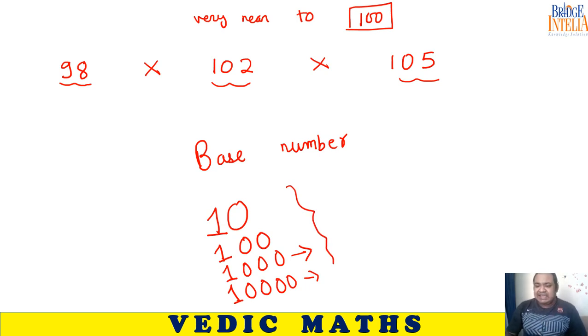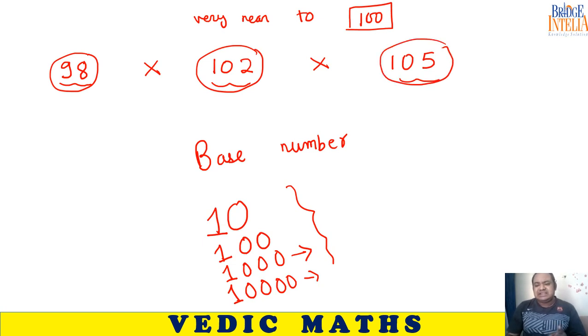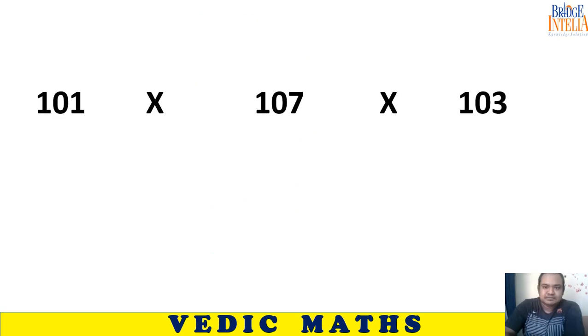So this trick is helpful when you are trying to multiply three numbers and all those three numbers are near a base. For example, 98 multiplied by 102 multiplied by 105. All these three numbers are near to a base number 100. So let's take this example. Here we have three numbers 101, 107 and 103. Very easily you can say that all these three numbers are near to base 100. So the base in this example would be 100.